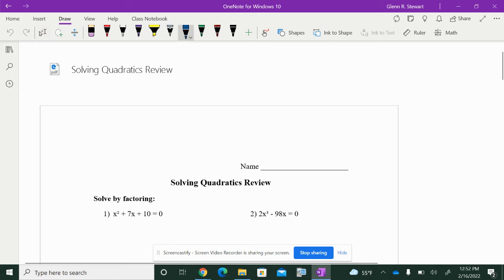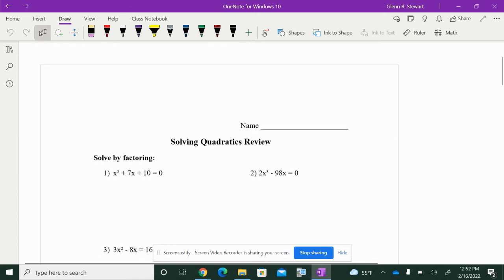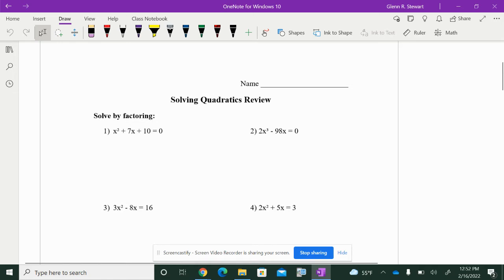Hey everyone, I wanted to do a video on solving quadratics review. I'm going to go down through these kind of quickly, so if you need to pause at all, you definitely can. First off is solve by factoring.